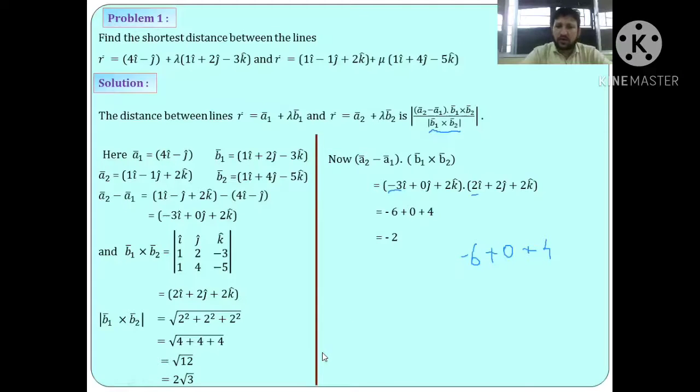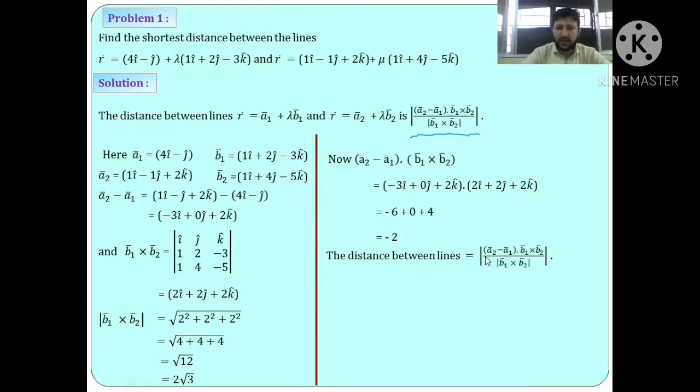Now the required calculations are done. We use the formula to get the distance between the two lines. Hence, the next step is performing the distance between skew lines.